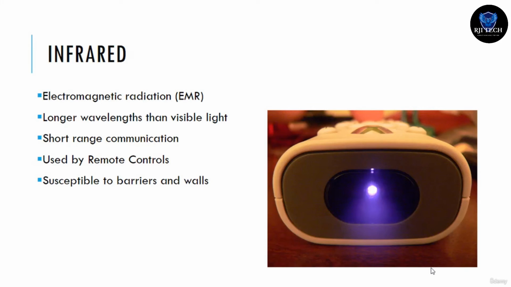The infrared is a very known way for wireless communication. It uses electromagnetic radiation. It uses longer wavelengths than the visible light. It is a short-range communication. It is most commonly used by remote controls to switch between channels and things like this, for any electrical device, or any device that needs to be controlled remotely. The infrared is just like the Bluetooth, susceptible to barriers and walls, and if there is a barrier or wall between the remote control and the device that needs to be controlled, the communication fails.